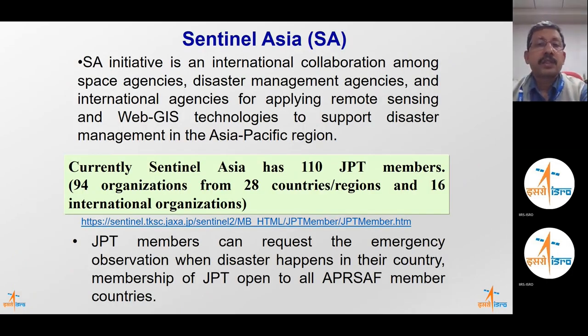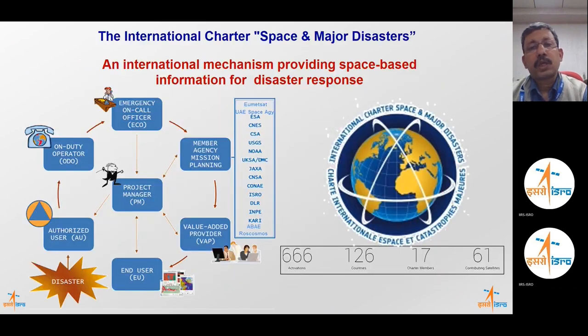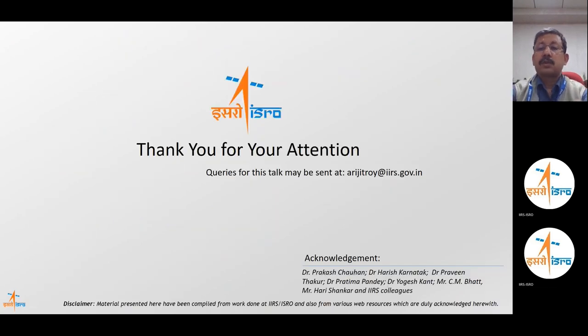We are a part of Sentinel Asia, so presently we have around 110 members from 94 organizations from 28 countries of the Asia Pacific region. In the event of a disaster, any member can request emergency observation through any of the satellites of the member countries, and it's open to an observer member. And through the International Charter also, we can use the entire space assets of all the nations for effective disaster monitoring as well as response. Thank you very much.